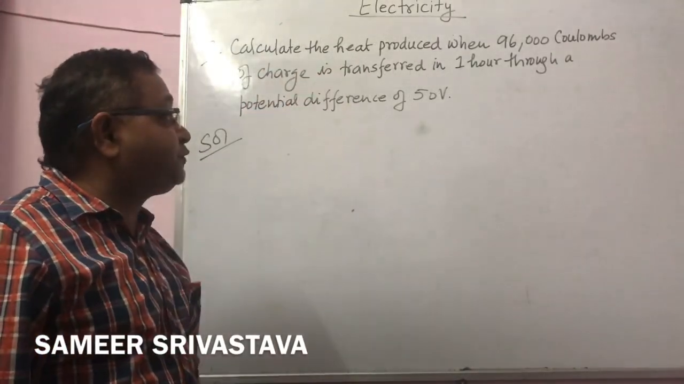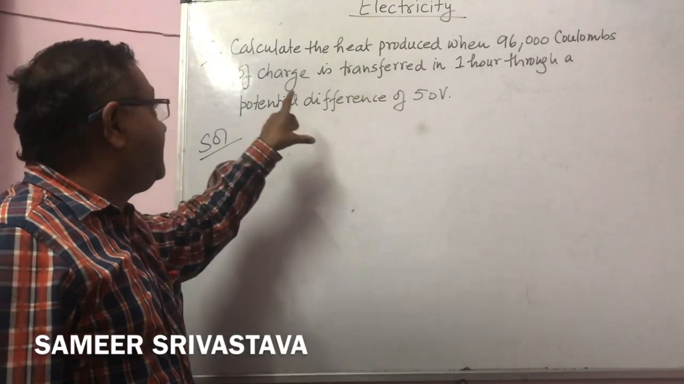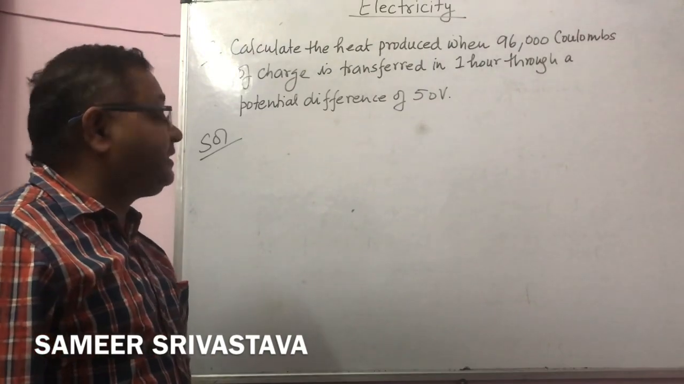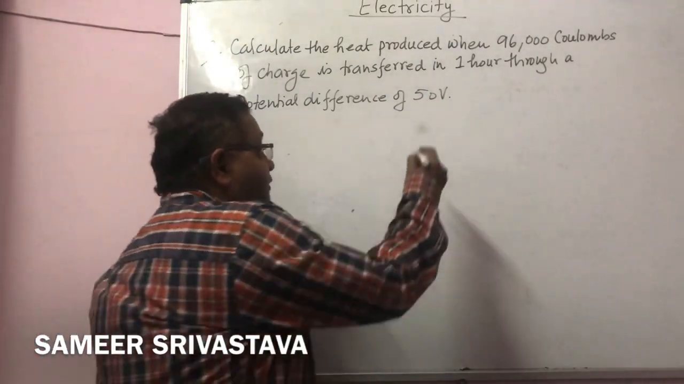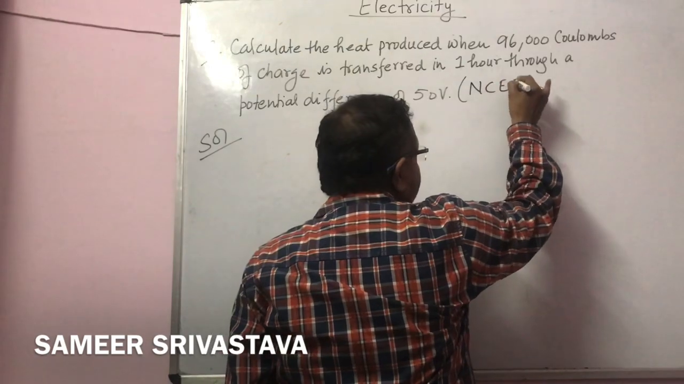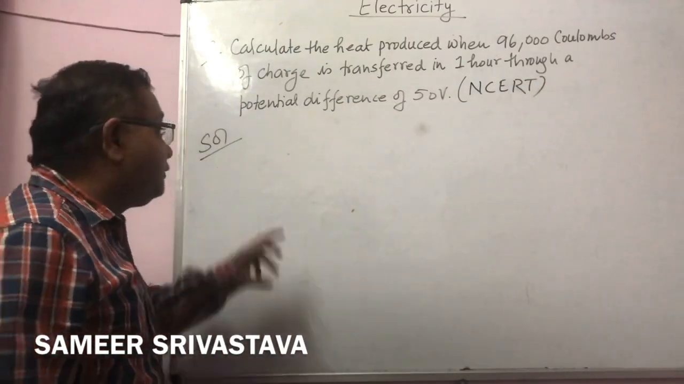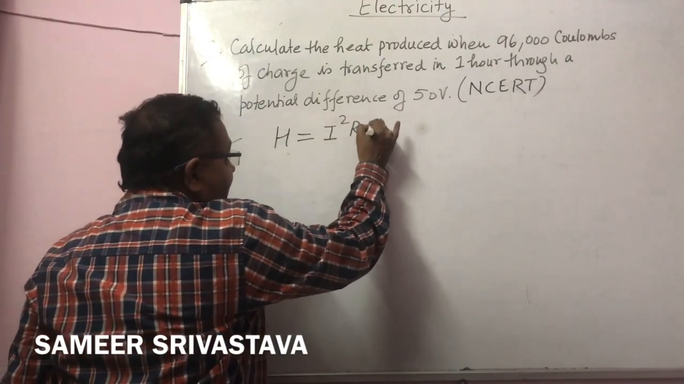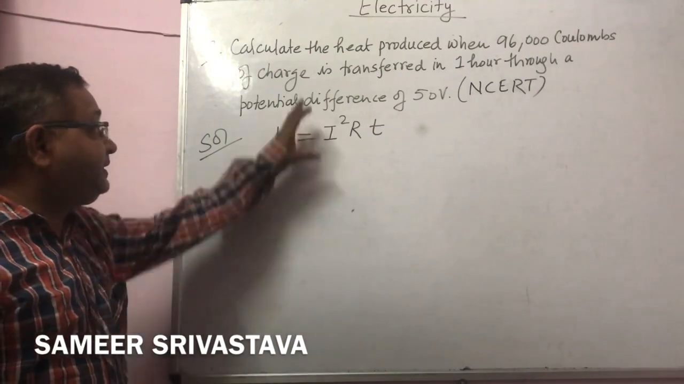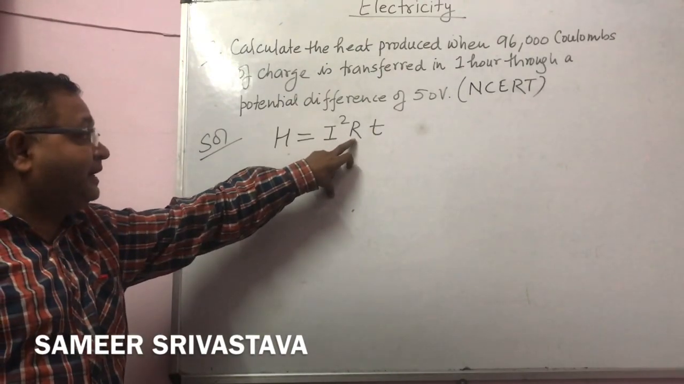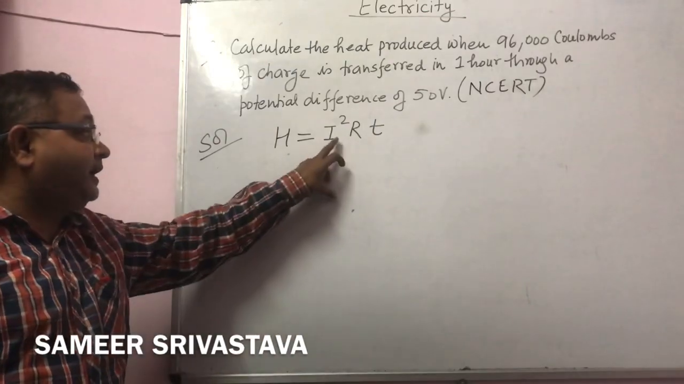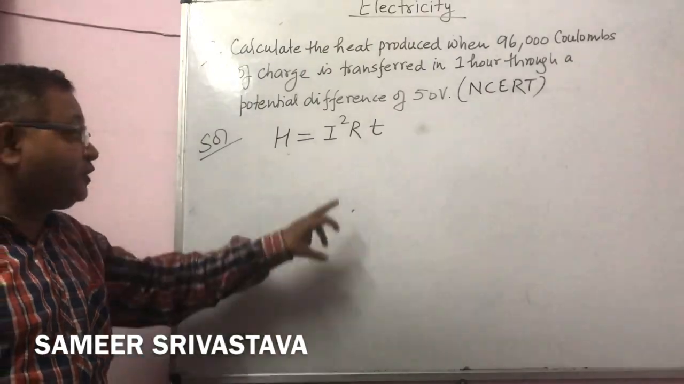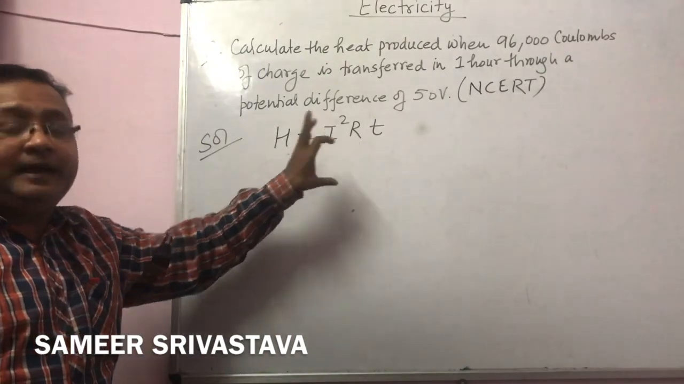Now one more question. Calculate the heat produced when 96,000 coulombs of charge is transferred in 1 hour through a potential difference of 50 volt. This is a question from the NCERT book. Okay, now what do we have to find? We have to find the heat produced. The formula we apply is I square R into T. But in this question, the values of I and R are not given to us. So first of all, we have to find the values of I and R.